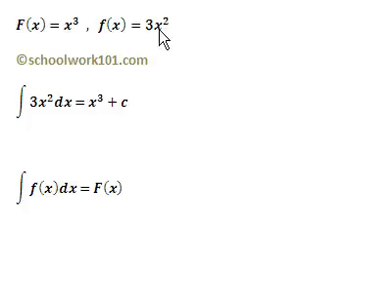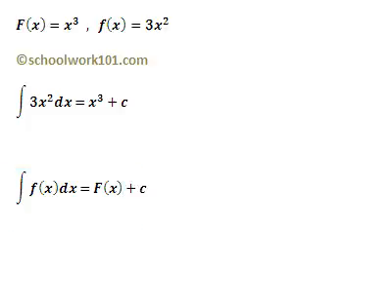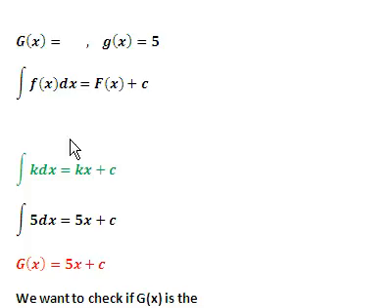You're probably wondering, how did we go from here to here? Here's the general formula, and there should be a plus c right there. I guess I left that off. Let's look at another example. So we're wanting to find the antiderivative of g of x, which is equal to 5. We want to find capital G of x.